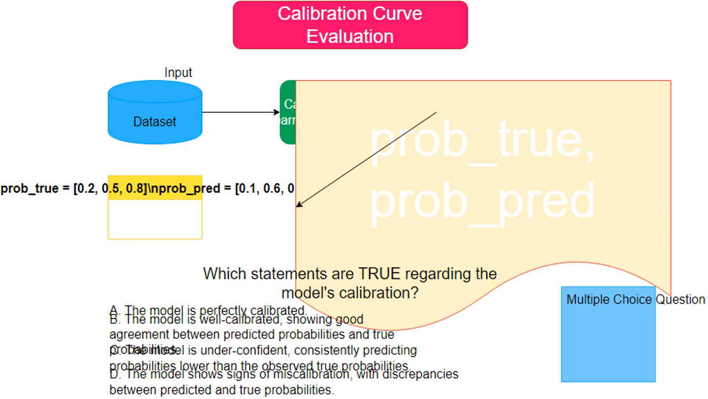_prob_true represents the actual average probabilities of a positive outcome for different groups of predictions, and _prob_pred represents the average probabilities predicted by the model for these groups.